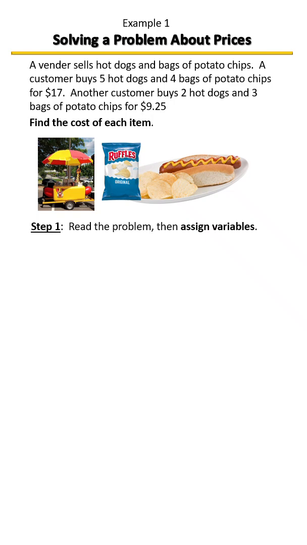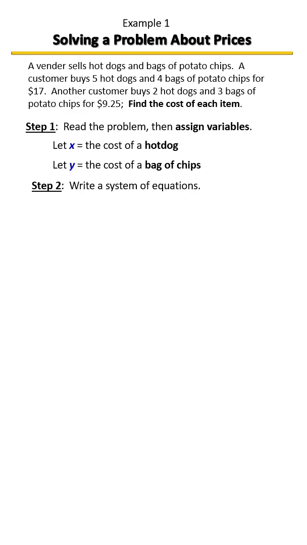So the first thing we're going to do after we read the problem is to assign variables. Since hot dog is the first item that is mentioned, let's let that be X. The second item mentioned is bags of potato chips, and we're going to let that be Y.